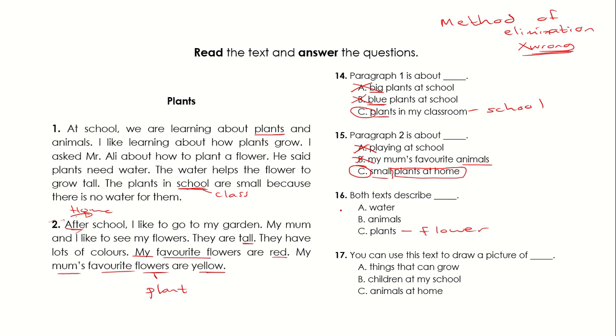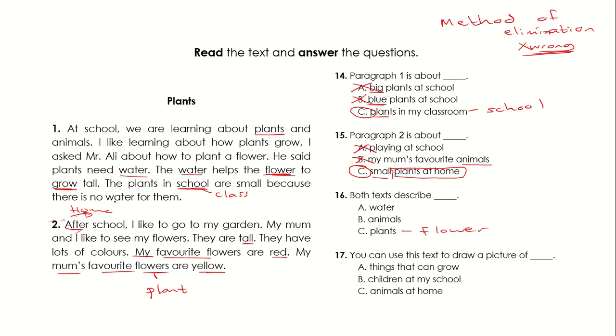So let's read our two texts. Which words do we see? Do I see water in the first one? Yes, they spoke a little bit about water. It needs water. The water helps the flower to grow. But what is it talking about? It's talking about flowers and growing flowers.